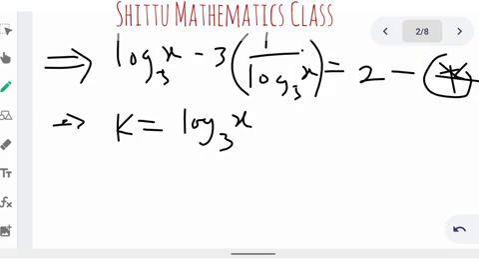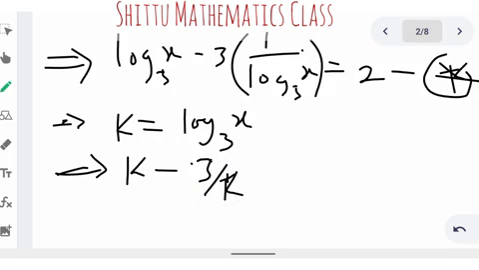now if k is equal to log x base 3, therefore anywhere you see log x base 3 in this equation, we replace it with k. Therefore we are going to have k minus 3, divided by k, equals 2.